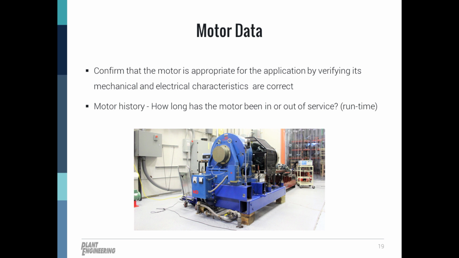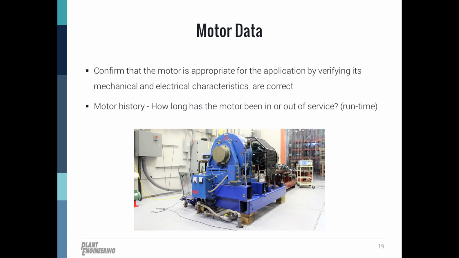One key factor that plays a part in troubleshooting motors is knowing the motor data and the motor's history. So when talking about motor data, we want to confirm that the motor in service is appropriate for the application by verifying its mechanical and electrical characteristics are correct. We can accomplish this by first collecting data from the motor's nameplate.